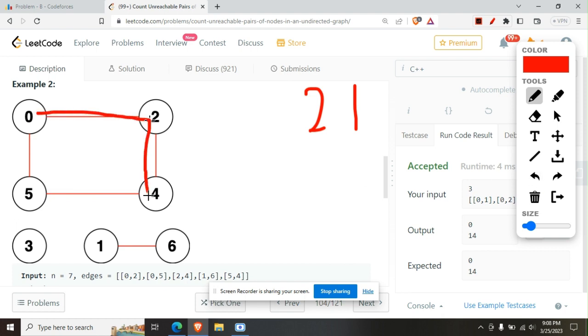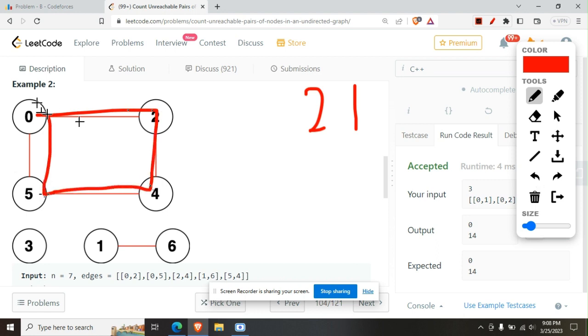But there is a problem here. We see that some nodes are connected, that is, these things are connected right here. If these things are connected, what can we see? That 0 can reach this 2, this 4 and 5. So these pairs are not to be included in my answer. That is where this part comes into play. At first we'll just find out the total number of pairs we can find, and after that we'll remove the connected components and the pairs they can form.